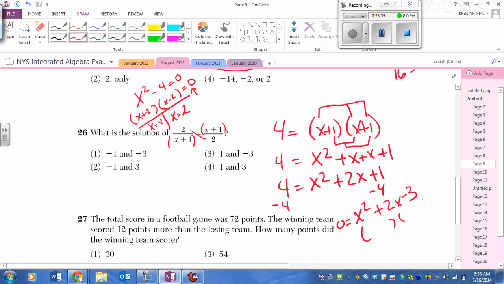Factoring here is simple. You guys can handle this one. x and x, it's plus 3 and minus 1. Do your t-chart. So you get x equals negative 3 and x equals 1. And those are your solutions to this equation. So negative 3 and positive 1 is right here.